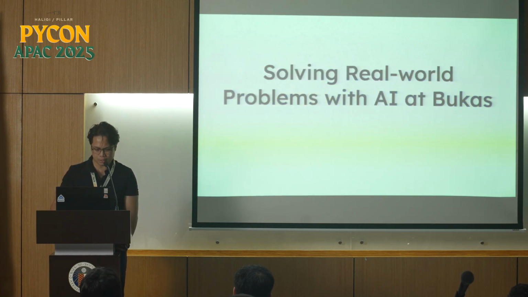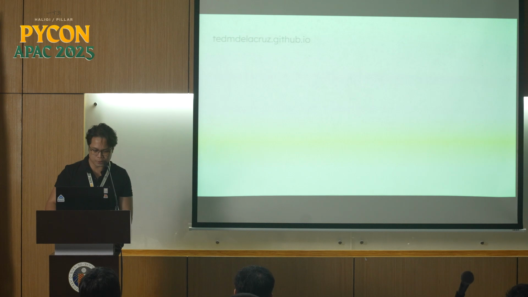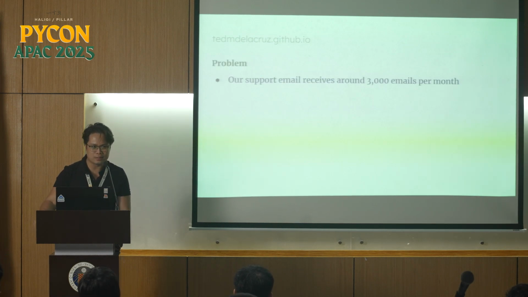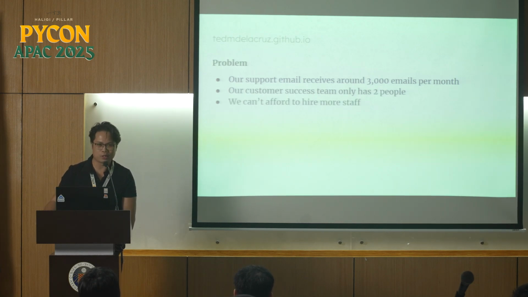I want to share how we solve real-world problems with AI at Bukas. Our pressing problem last year was that we receive a lot of emails in our support email, 3,000 emails per month. That's a lot for us. We only have 2 people in our customer success team, and with the typical startup problem, we can't afford to hire more staff.